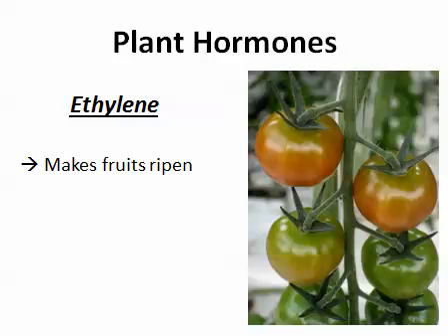So ethylene is a plant hormone that's responsible for making plants ripen. Without this hormone, the fruit or the ovary of the plant will not ripen at all. And in this picture, you see a bunch of tomatoes growing. So ethylene is what makes them ripen up to where they're actually edible.